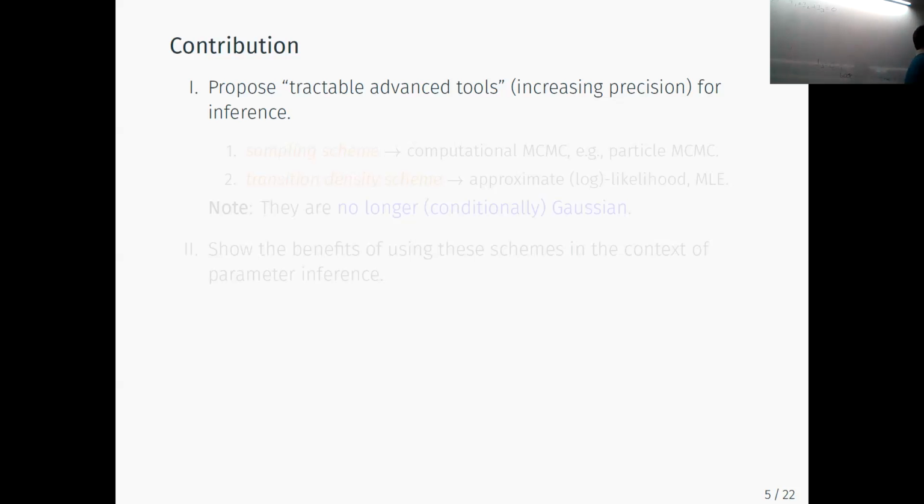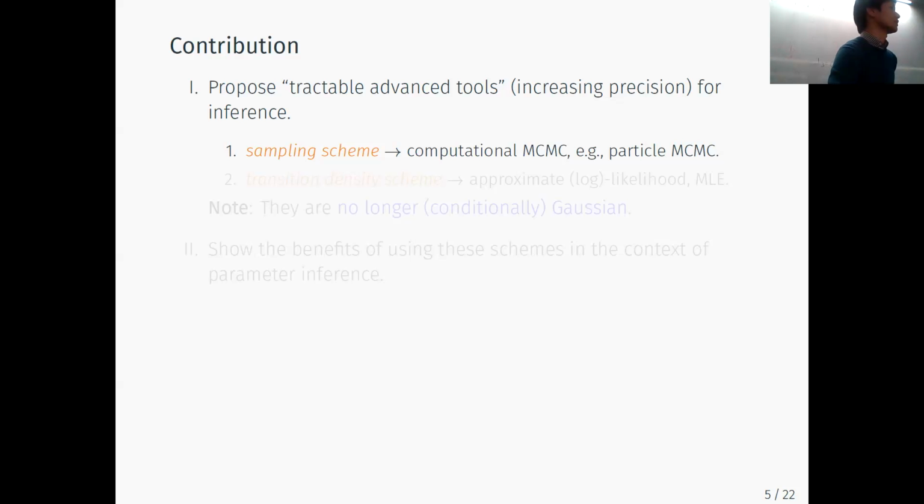So in the early literature, in order to approximate the intractable transition dynamics of X_t, they introduced some Gaussian approximation for the original intractable dynamics. But in this work, we propose tractable advanced tools, which have a better accuracy in the sense of distribution. The first tool is the sampling scheme. This is used for the simulation of the diffusion process. And this sampling scheme itself is useful in the context of computational MCMC, so for example, only the sampling or simulation of the diffusion process is needed to do some basic inference.